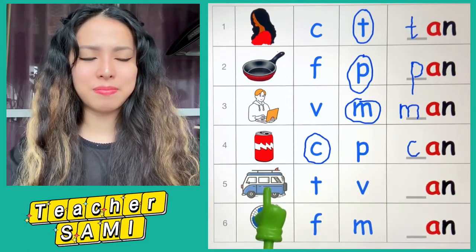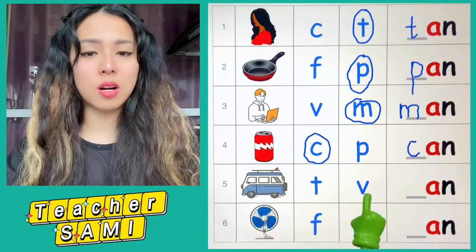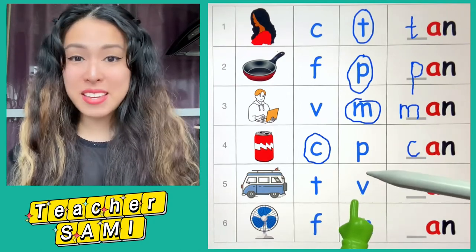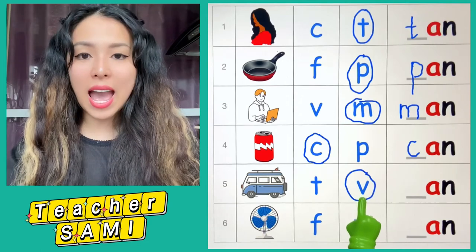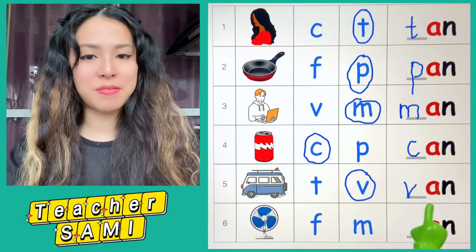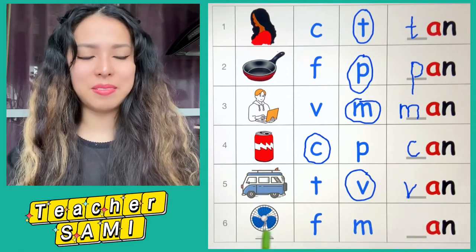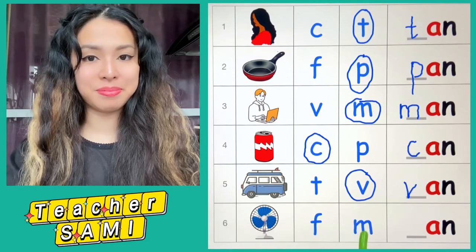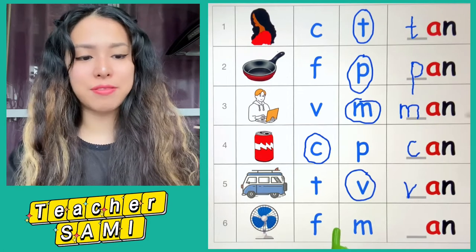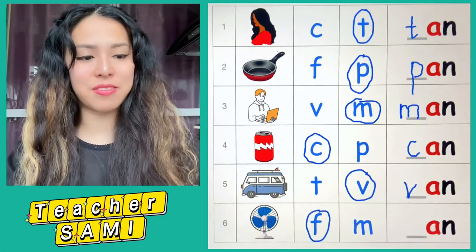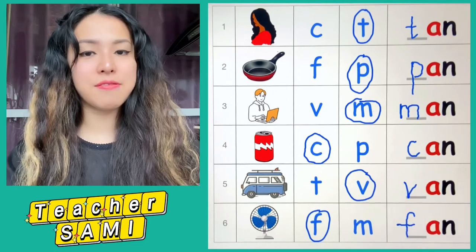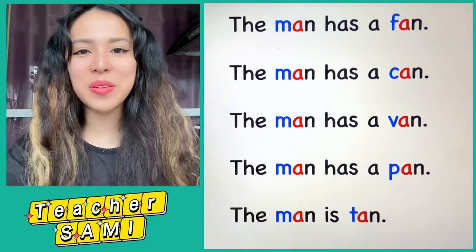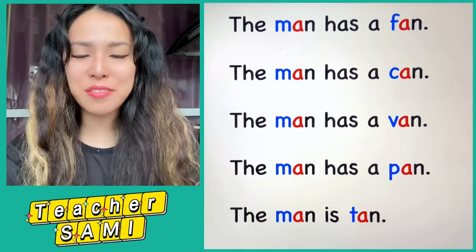Number five, is it T or V? Yeah, it's letter V, right? V, N, van, van. Number six, is it F or M? It's F. Now let's write the letter F. F, N, fan. Good job! Now, let's read the following sentences. Are you ready? Repeat after me.